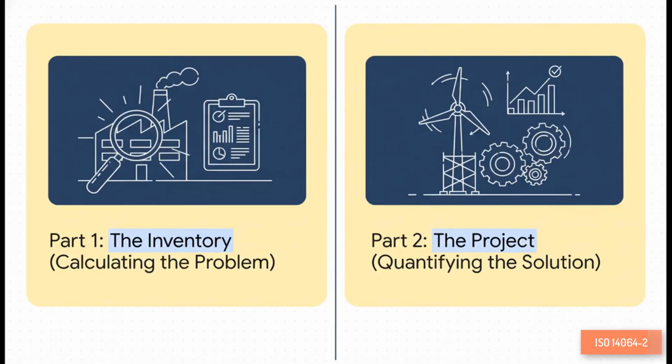Part 1, that was about building a GHG inventory, right? It was about calculating the problem, getting that snapshot of a company's impact. But part 2, this is where the real action is. This is about projects. It's dynamic. It's entrepreneurial. We're talking about quantifying the solution, designing and actually measuring activities that cut emissions or boost removals.